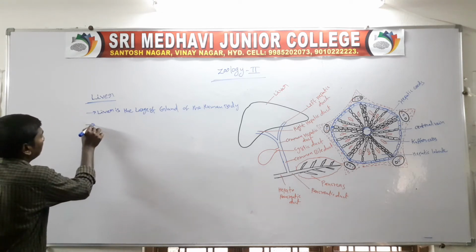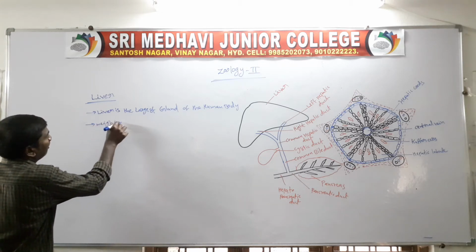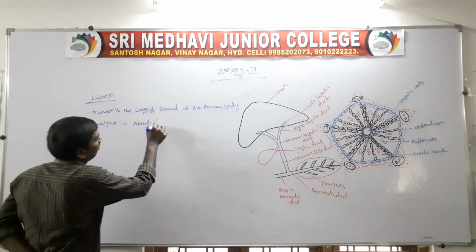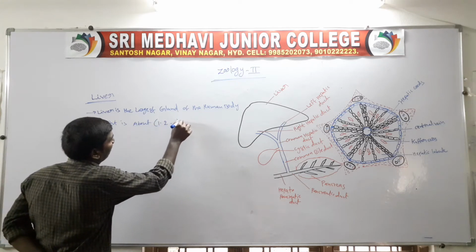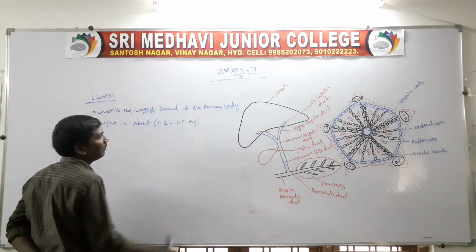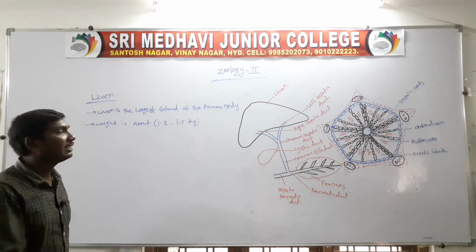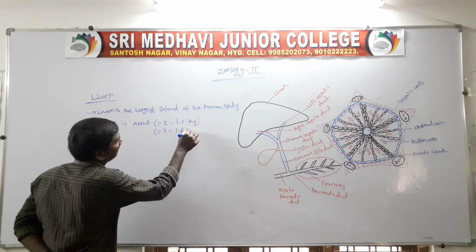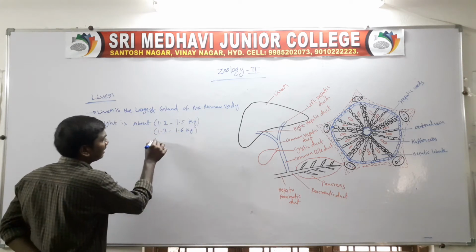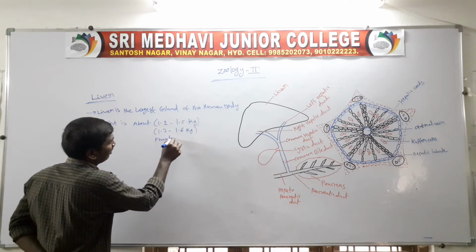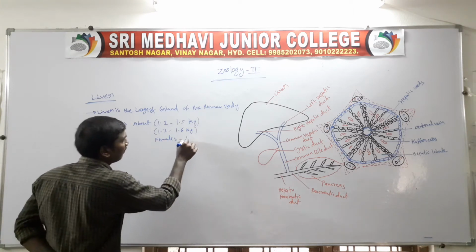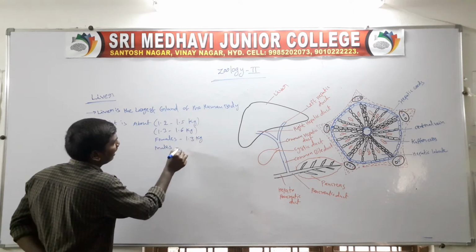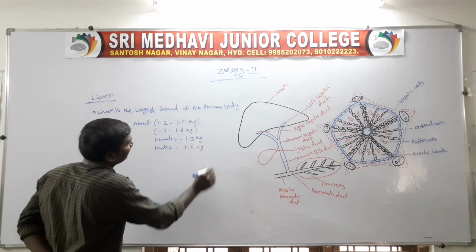The weight is about 1.2 to 1.5 kg in the state book. In the NCERT book it is 1.3 to 1.6 kg. For normal adult females it is 1.3 kg, and for adult males it is 1.6 kg.